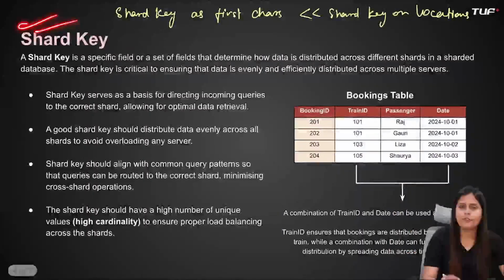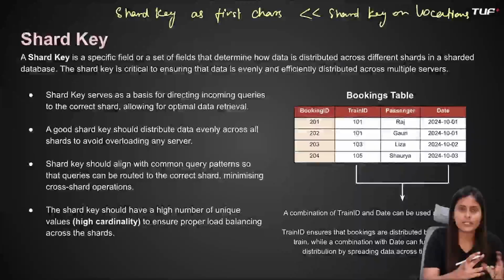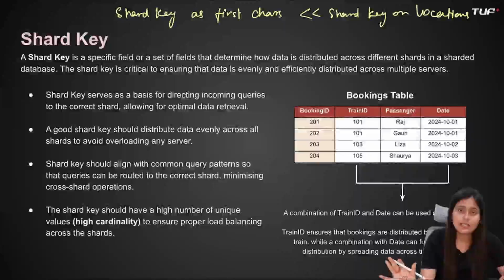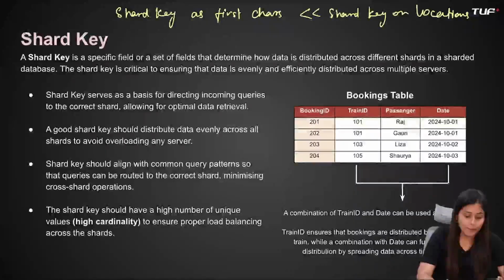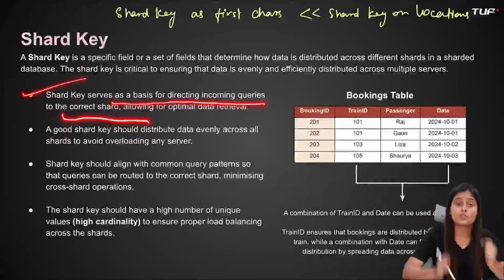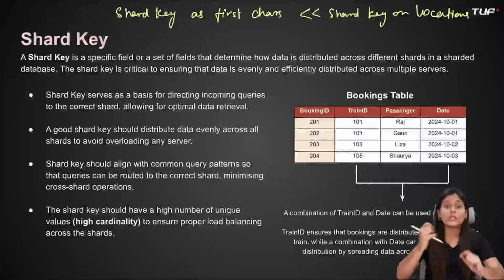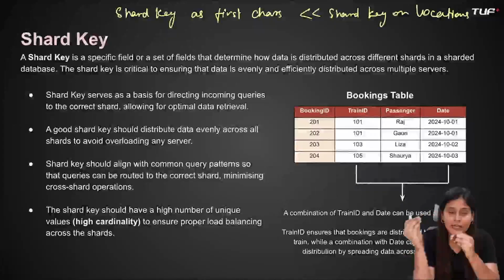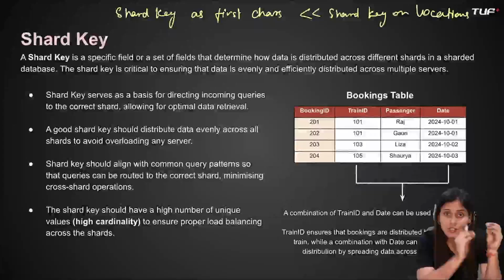Next, shard key, what we were discussing. To create shards and to route the data to the particular shards, a shard key is required. What is a shard key? It is a specific field or a set of fields that determine how data is distributed across different shards in a sharded database. So the shard key serves as a basis for directing incoming queries to the correct shards. The shard key is responsible for routing and directing the incoming data to the correct shard.